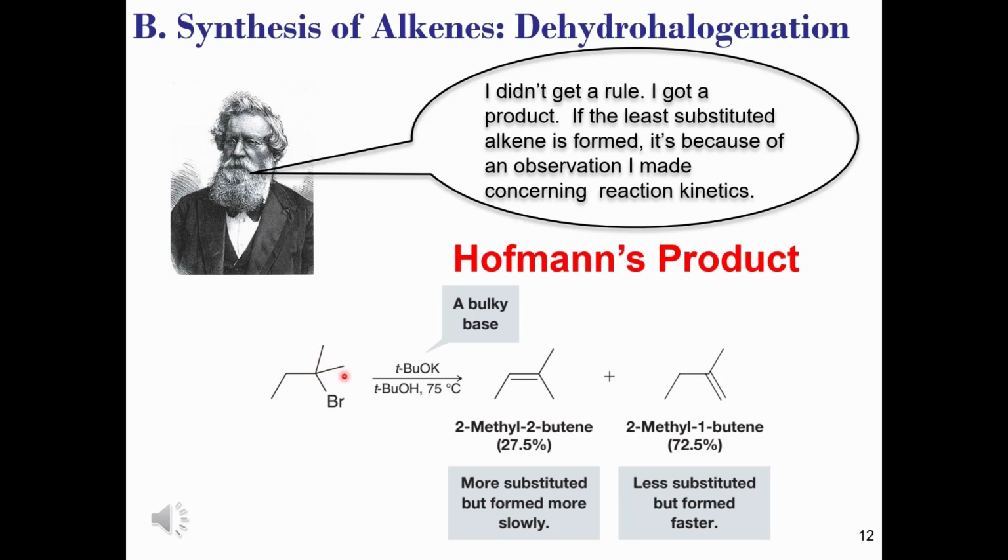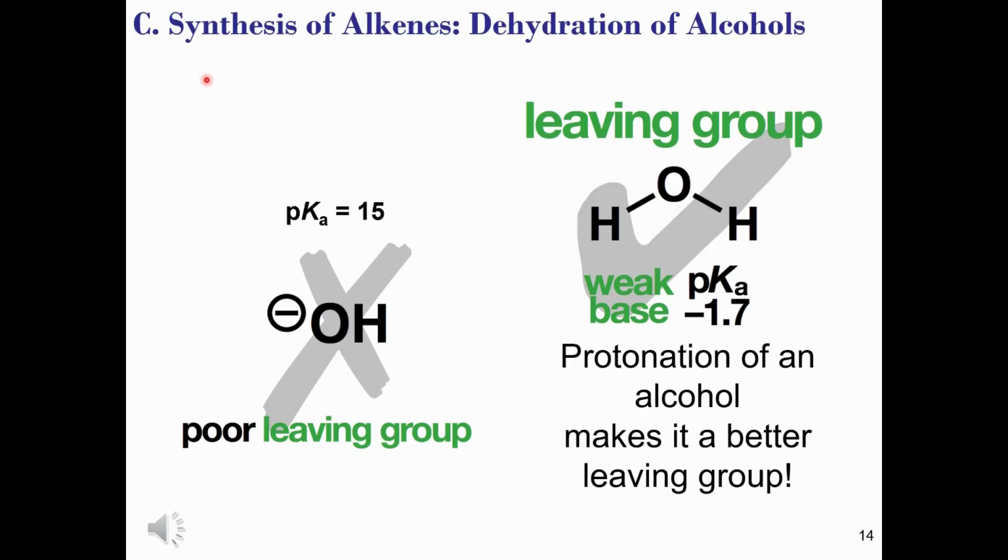This happens by a concerted E2 process. The reason the process is E2 is because of the use of a strong base. Had this been a weak base, weak nucleophile, then E1 would have occurred. This concludes part B. In this video we're going to discuss the E2 reaction of alcohols to produce an alkene.